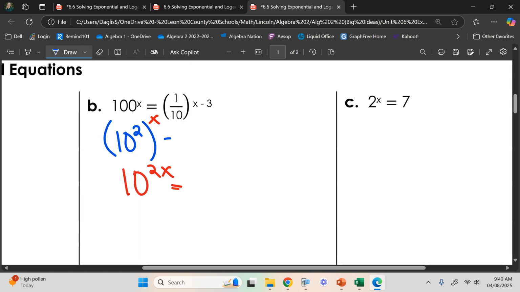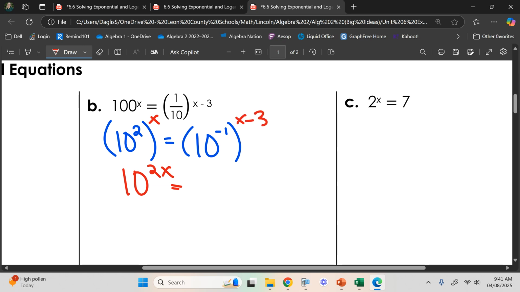So my other side, I want to try and do that same thing, okay? I would like it to be a 10, so that way they can match each other. So how can I rewrite 1 over 10 as just 10 raised to an exponent? 10 raised to what? Negative 1. Nice.